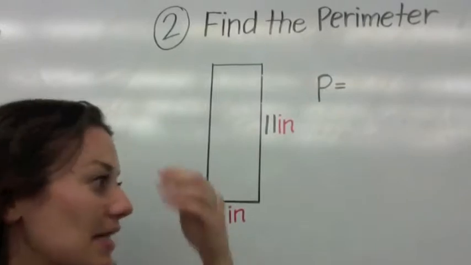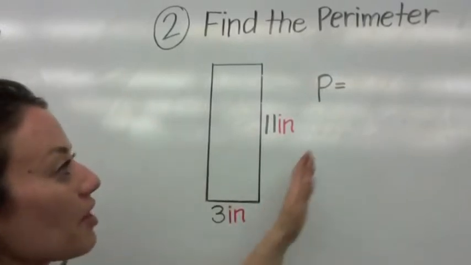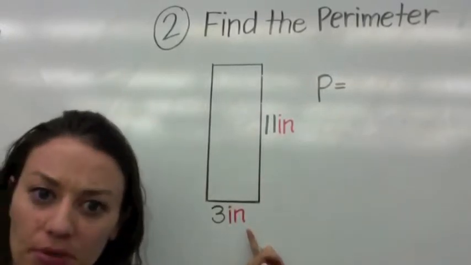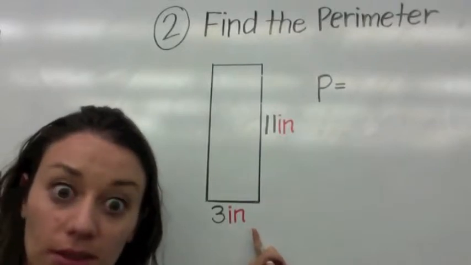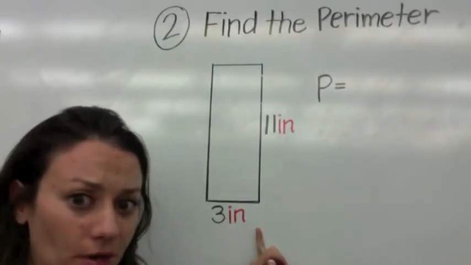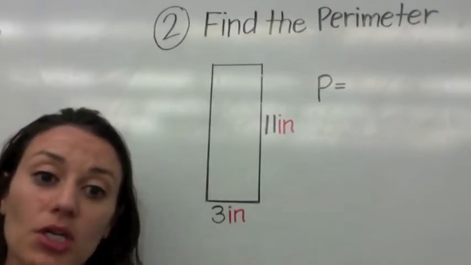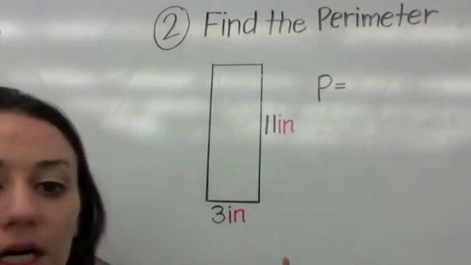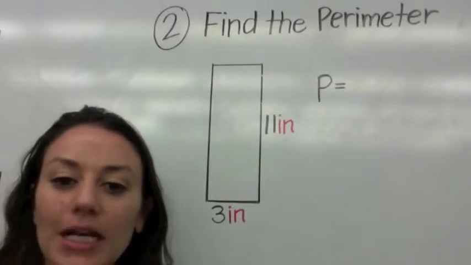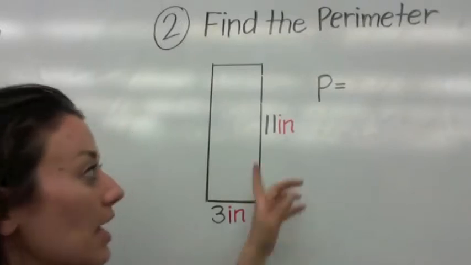Okay, let's do one last example. Now we're going to find the perimeter of this shape. What is this shape? Is it a square? No. It is a rectangle, but it's a rectangle that's standing up. So I'm going to ask you a question. How long is the rectangle? What's the longest side?